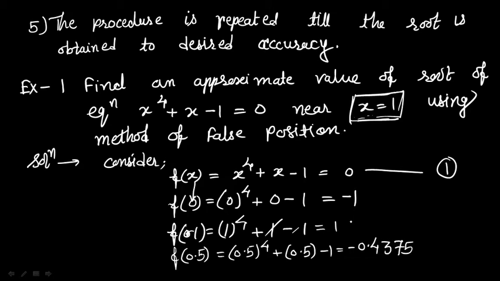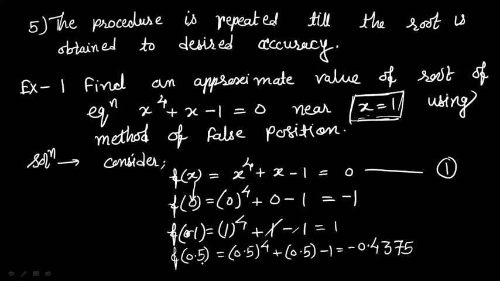Here we can take any one positive value and one negative value of f of x0 and f of x1. The last answer will be the same. The number of iterations will depend upon these values. Okay, if we consider f of 0.5, that means its value is minus 0.4375, which is closer to 1.